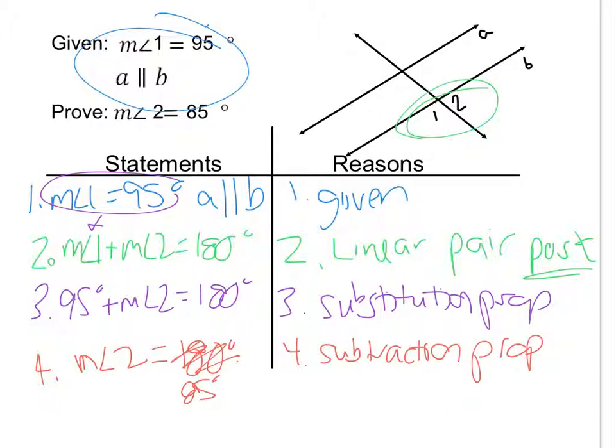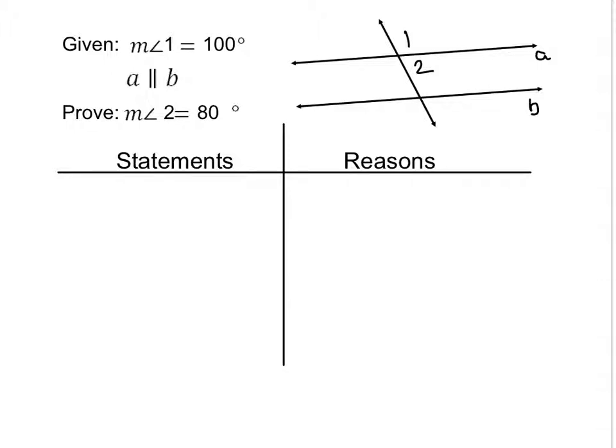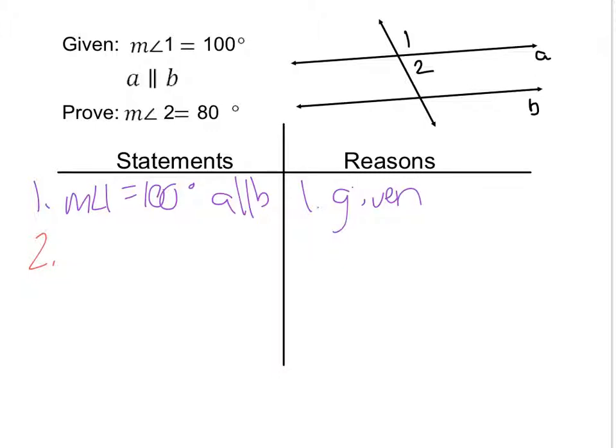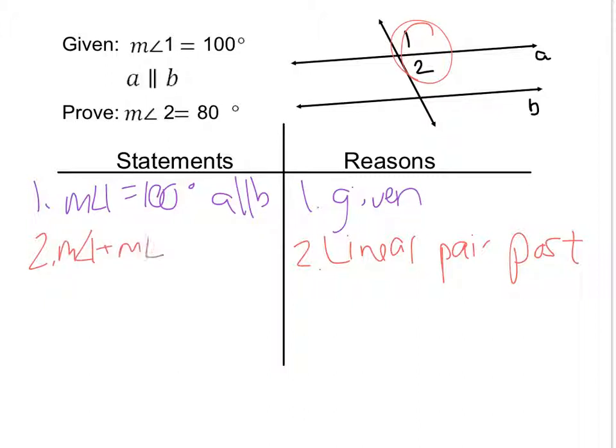Let's do one last one. Okay, copy this one down, maybe try this one on your own while you have it paused, and then when you're ready to go, press play to make sure your answer matches mine, or I can walk you through it too. So, given. Okay, second step, we look at what kind of angles these are, and they are a linear pair. So we write linear pair post. And that says that if we add the angles together, we get 180 degrees.